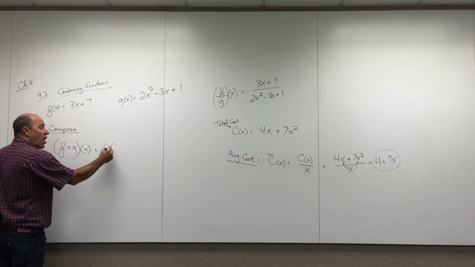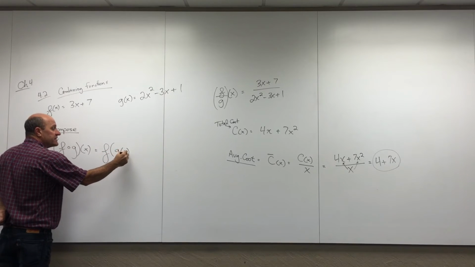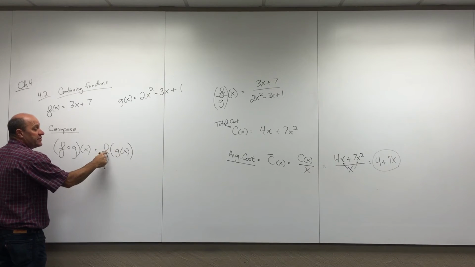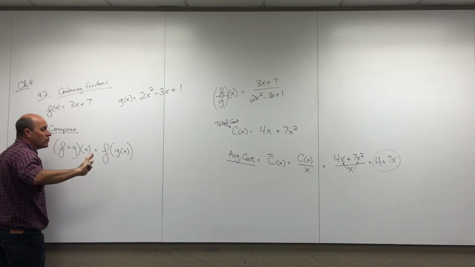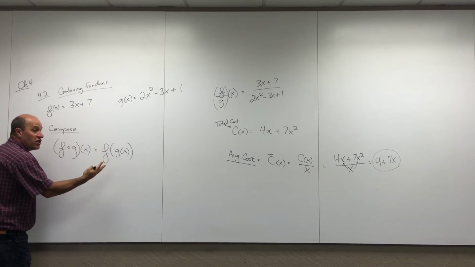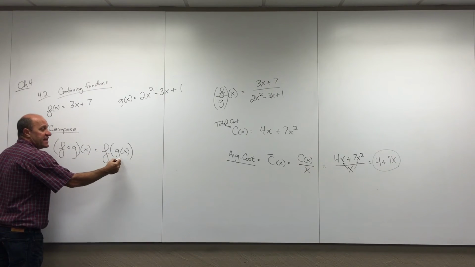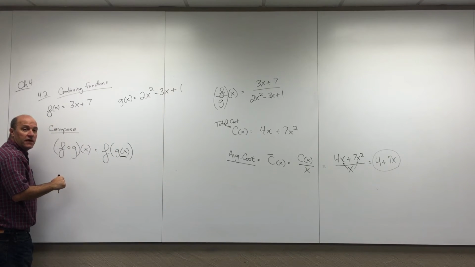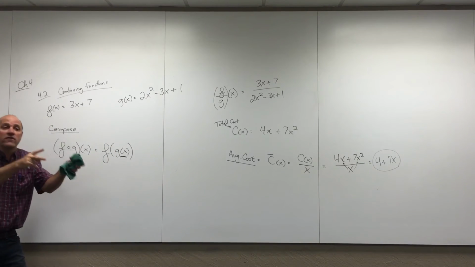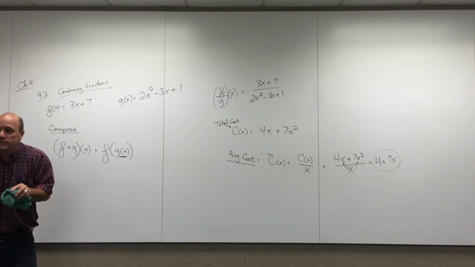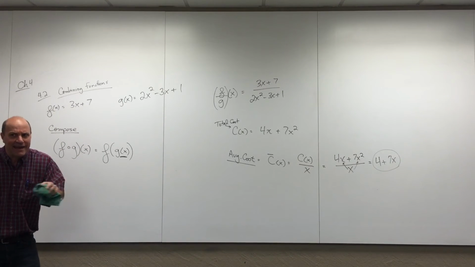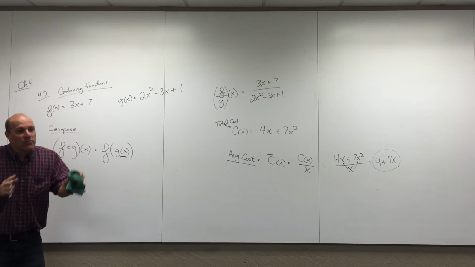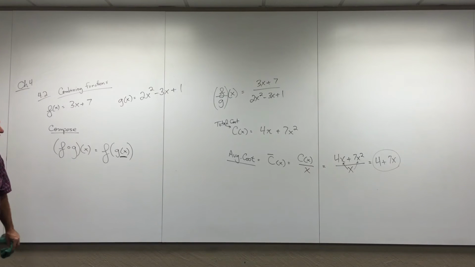It means f of g of x. And when I write it like that, some students think, oh, they're next to each other, that is multiplication. No, no, no. This is function notation. And what this says is that g of x is the input for the f function. Composition is taking one function and plugging it into another function. That's not multiplying, adding, subtracting, or dividing. That's composing. Plugging one function into the other function.